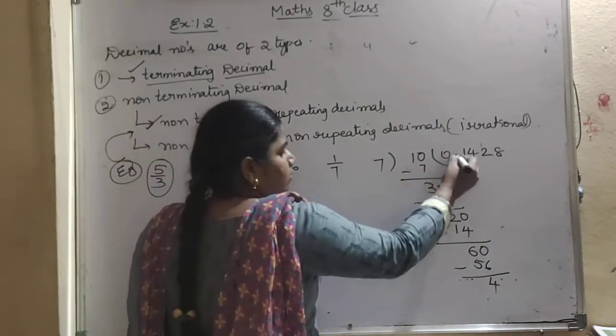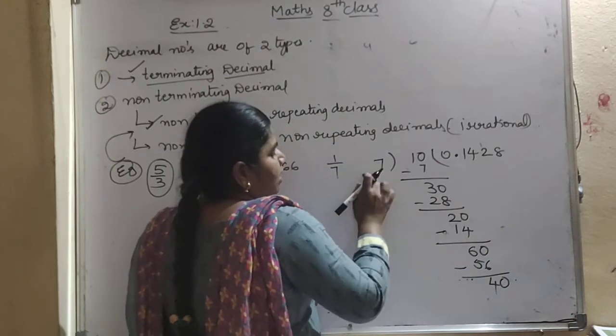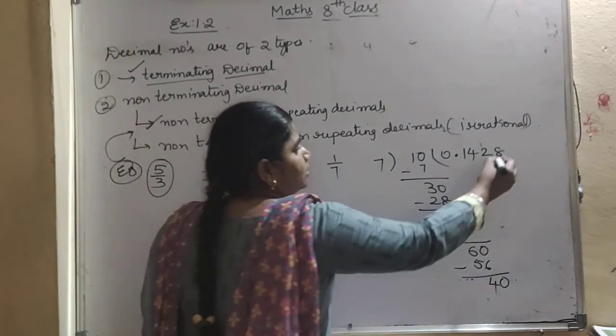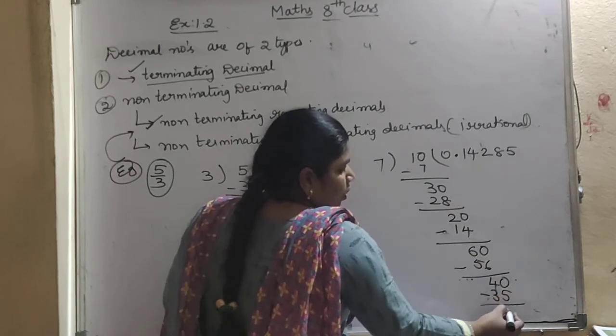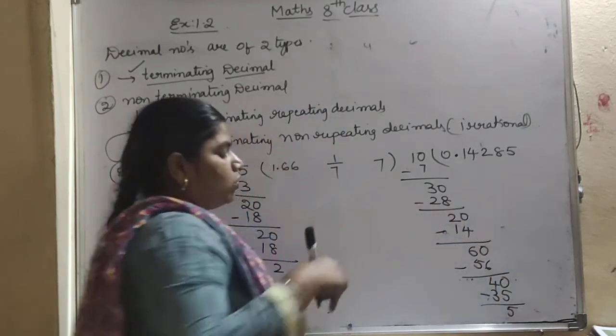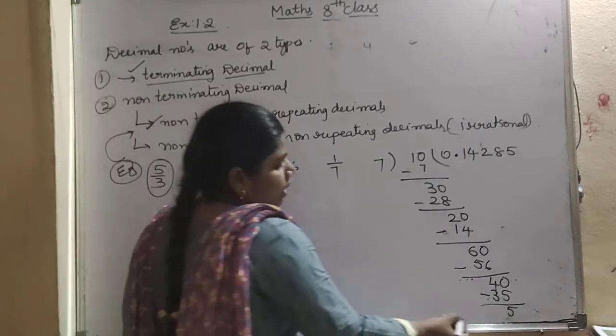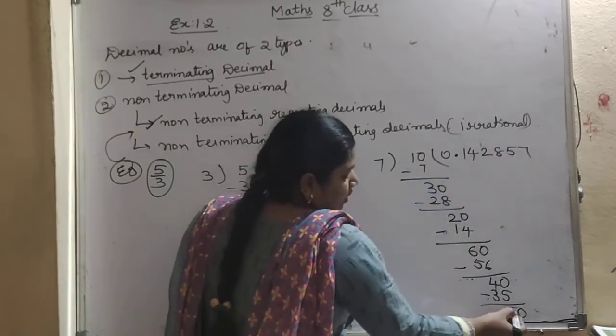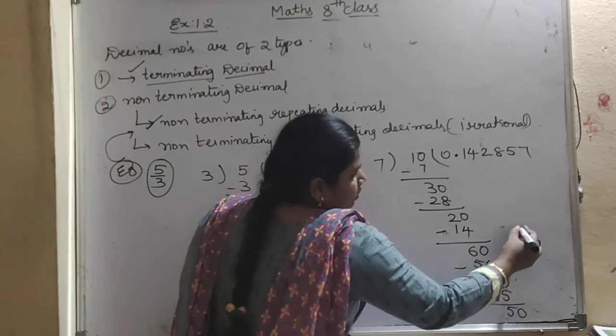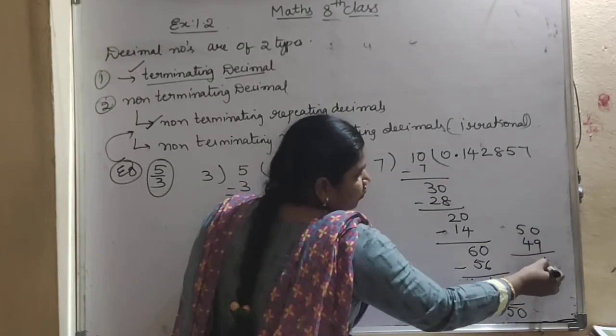So 0.0. So 7 how many times? 7 5s are 35. You got it as 5 here. So 5 is less than 7, so again 0. 7 7 times will be 49. So 50 minus 49 will be 1.